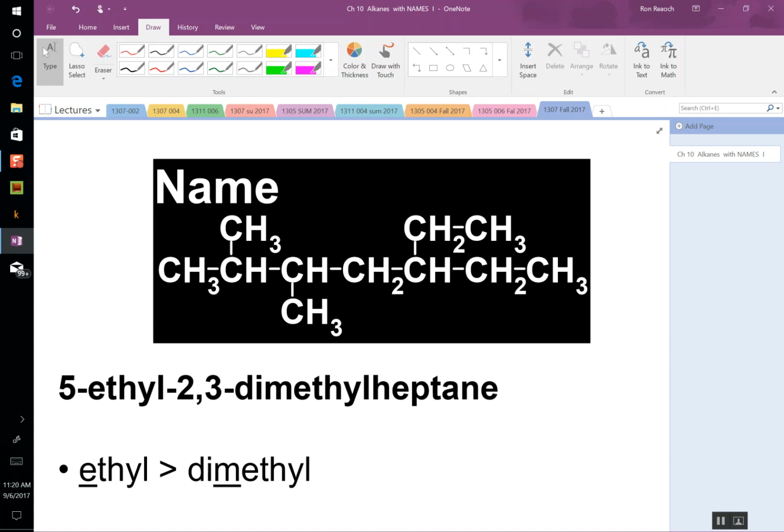I mean, heptane is just 7 carbons long with 16 hydrogens on it. So what did we leave out? We left out 2 methyl groups and an ethyl group. This is on carbon number 2. This is on carbon number 3. This is on carbon number 5. So I got 5-ethyl-2,3-dimethylheptane.